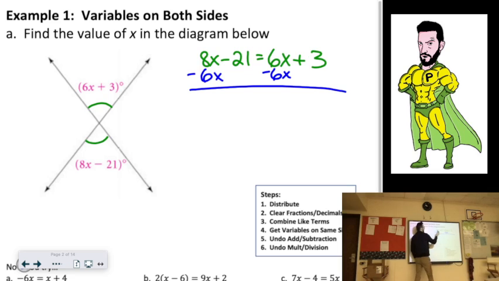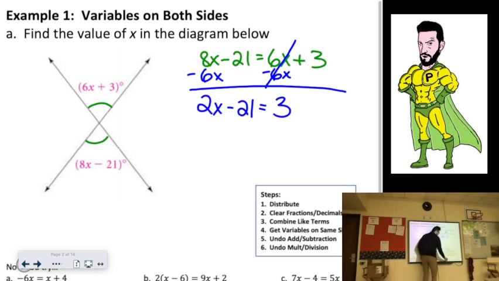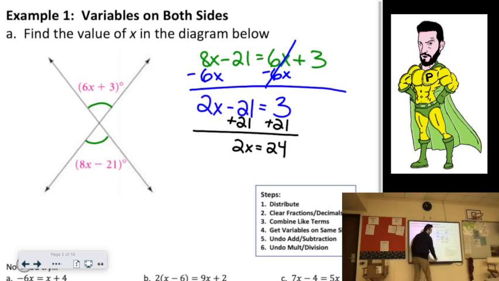So left side 8x minus 6x is 2x. Bring down our minus 21. The right side 6x minus 6x cancels out, so we just have 3. Now we're to step 5, undo addition and subtraction. 2x minus 21, we're going to add 21. 3 plus 21 is 24. So 2x equals 24. And we're going to divide that by 2.